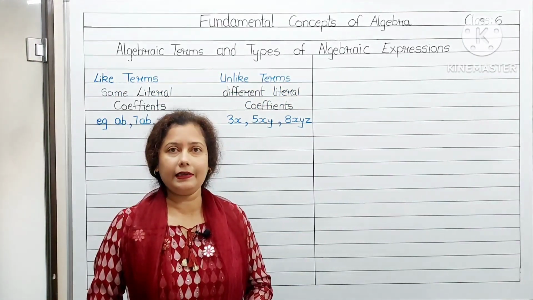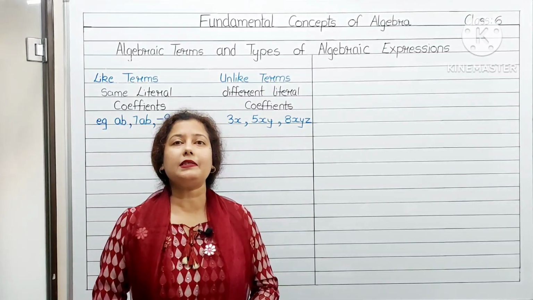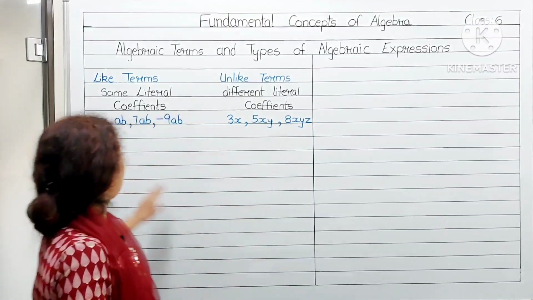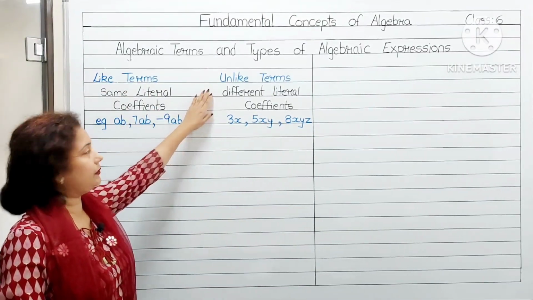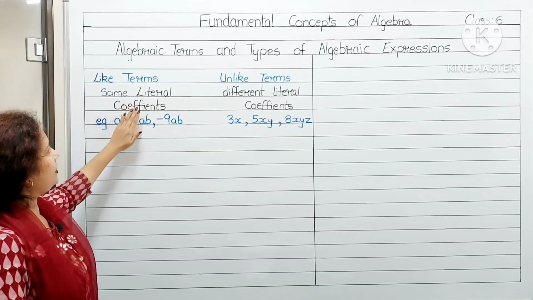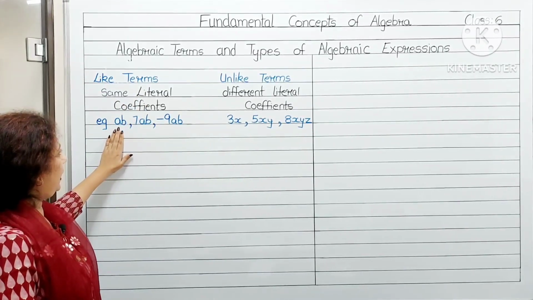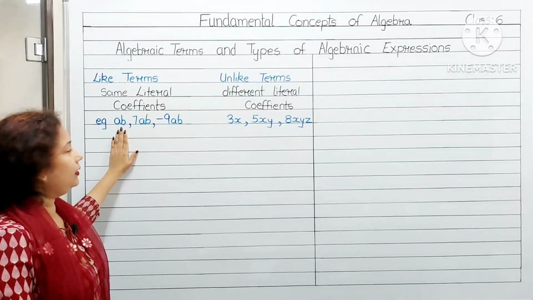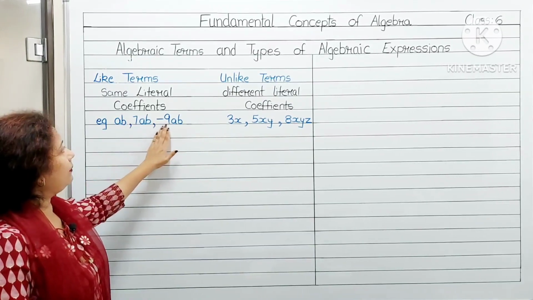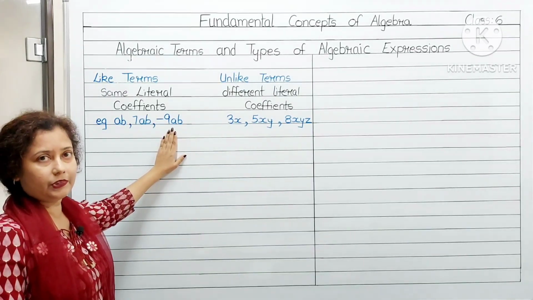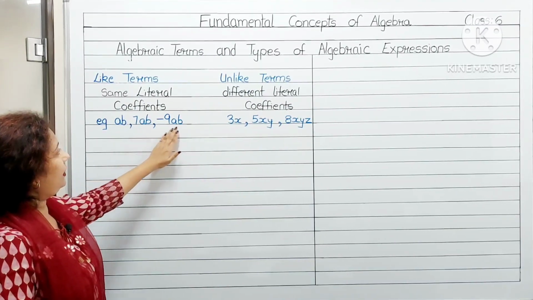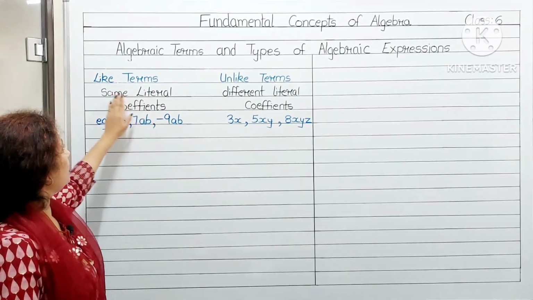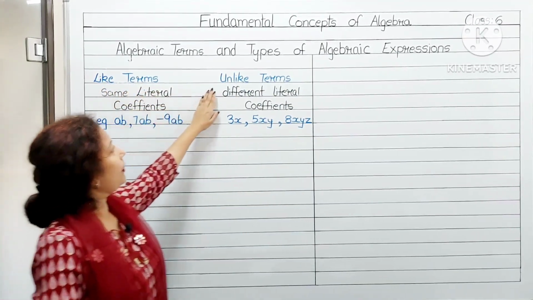Now we will see what are like terms and unlike terms. On the basis of literal coefficient, there are two types of terms, that is like terms and unlike terms. Like terms have the same literal coefficient. For example, AB, 7AB, minus 9AB. Here 1, 7 and minus 9 are the numeral coefficients, whereas AB, AB, AB are literal coefficients. These are common or same, so it is called like terms.